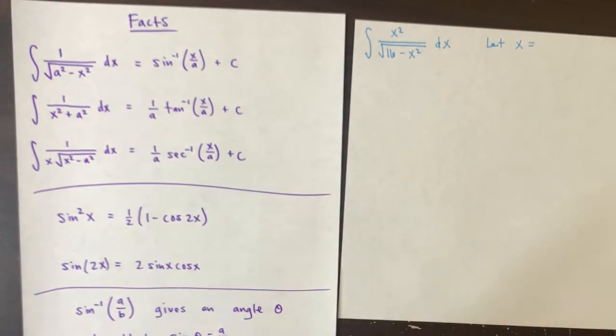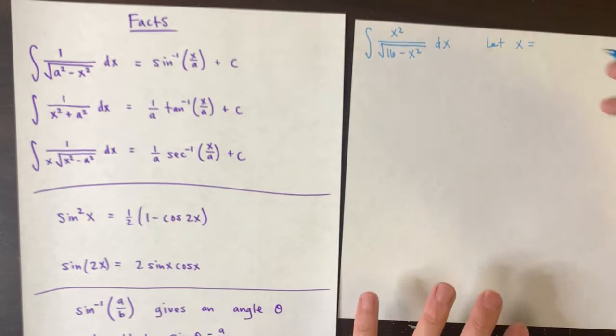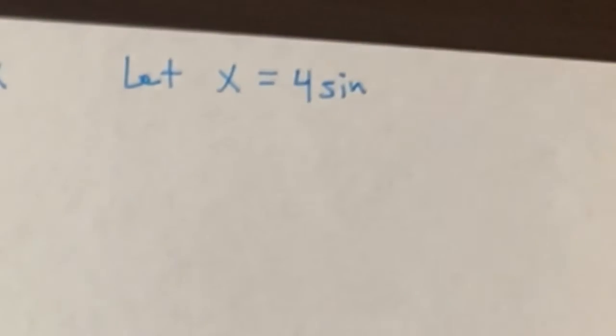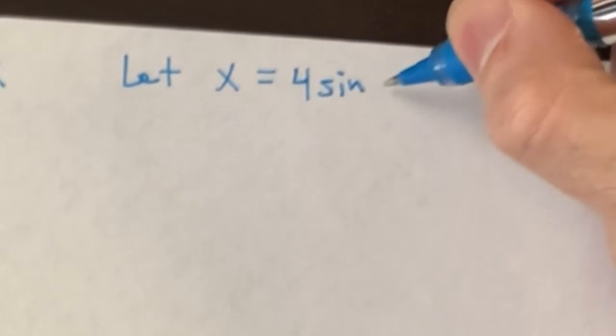So we need x to equal something. Here is what we're going to let it equal. So we should use 4 sine, and just pick a variable other than x. How about like theta or u? How about just theta, okay?